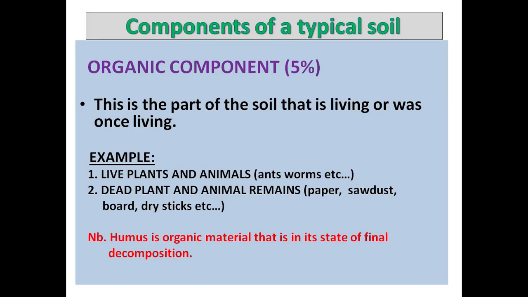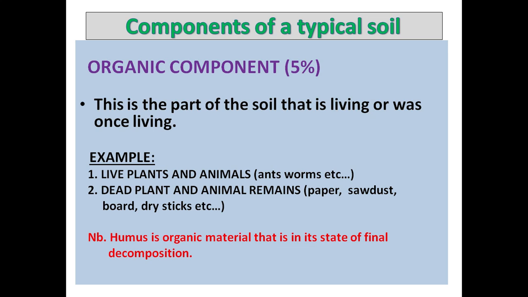Alright, let's move to the third component of the soil, the organic component, and that's 5% of the soil. So that's really a tiny amount, but yet a very effective component. Alright, this is the part of the soil that is living or was once living. For example, 1. Live plants and animals, for example, ants, worms, etc. Number 2. Dead plant and animal remains, for example, paper, sawdust, board, dry sticks, etc. Alright, so whether those plants and animals are alive or not, they are still considered to be organic.